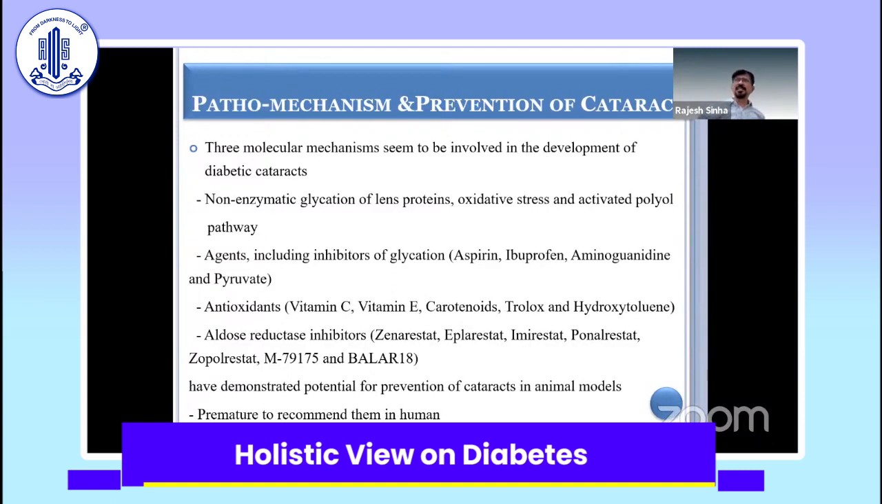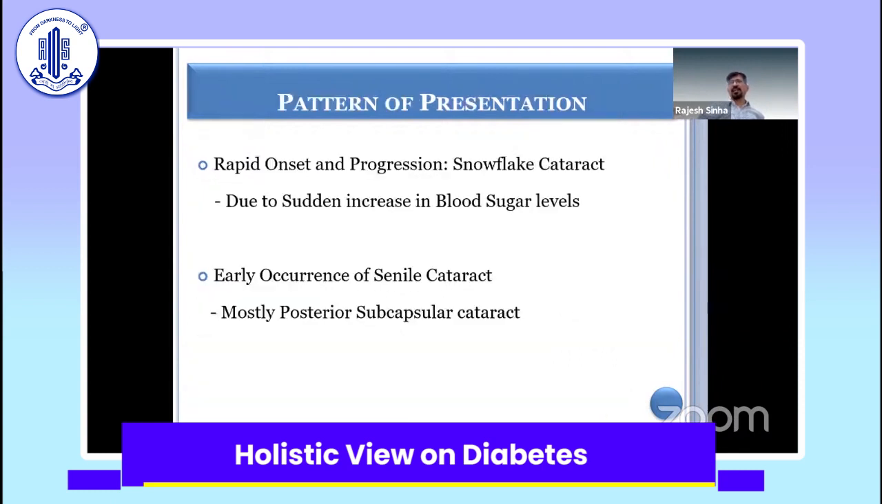A lot of studies have been done in terms of preventing cataract because of diabetes, and people have worked on the pathomechanism, and so many agents have been used, which work on polyol pathways, on glycation; antioxidants and aldose reductase inhibitors have been used. But all these have been done in animal models, and as of now, they have academic value only and do not have any clinical significance as far as prevention of cataract in diabetics is concerned. The only thing that holds true, as in any other condition, is glycemic control.